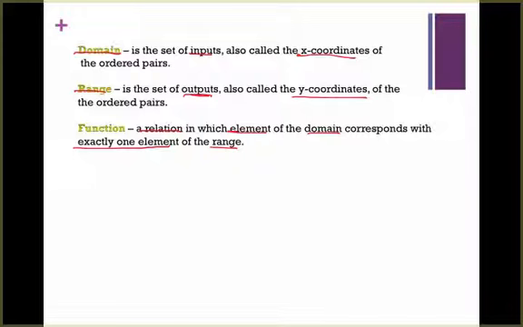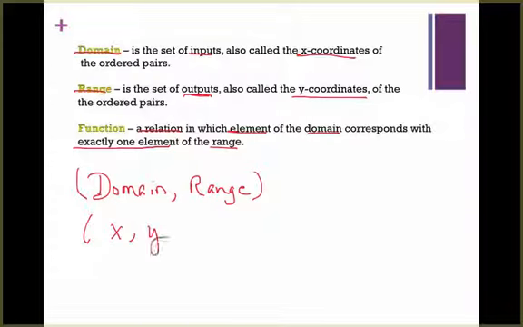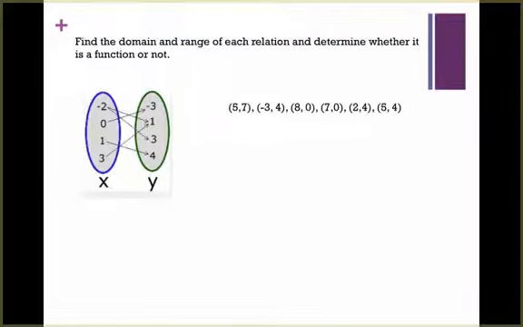So going back to our domain and range, remember that if we put these in alphabetical order, they also pair up correspondingly with our x's and our y's. Domain is x, range is y's. Let's take a moment now and apply what we've just looked at. Let's find our domain and our range for each of these relations, and then we're going to determine whether or not this forms a function.